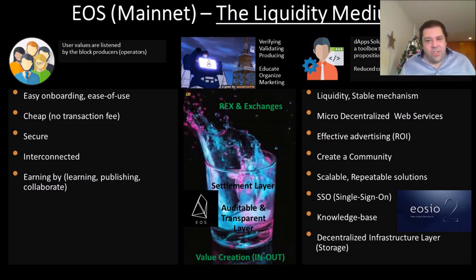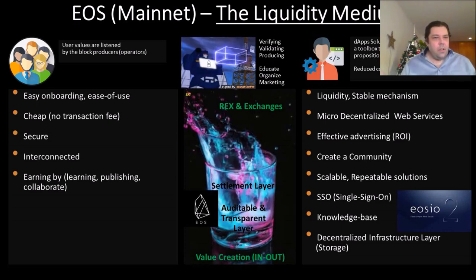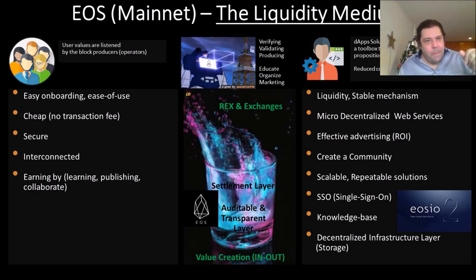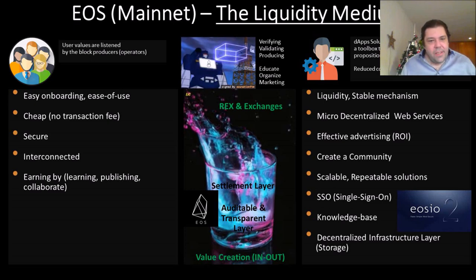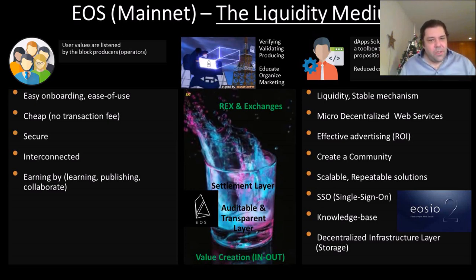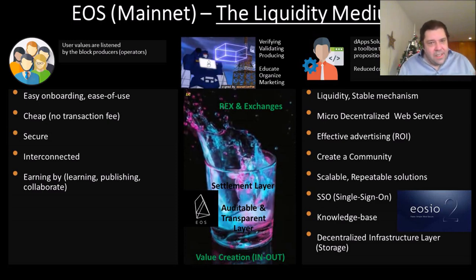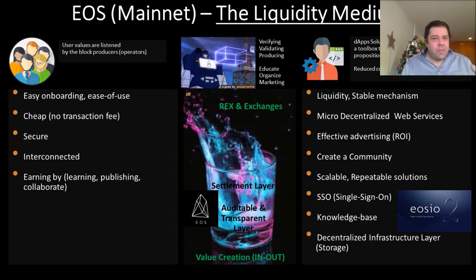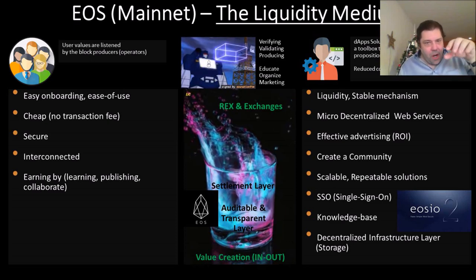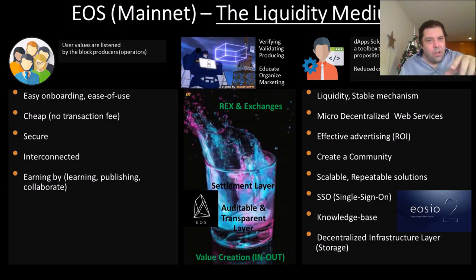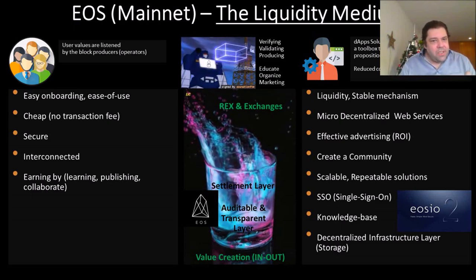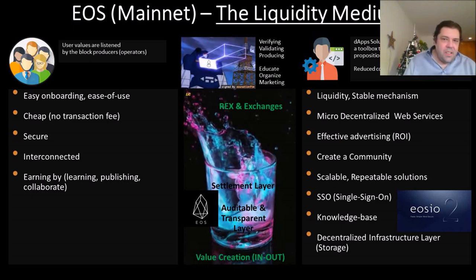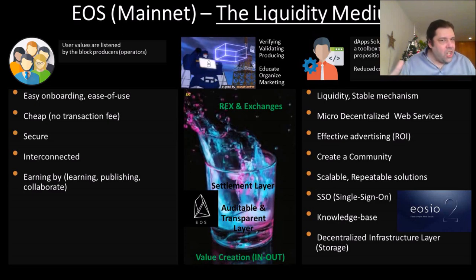Scalable, repeatable solution, it's clear. When you are a developer, you want to scale. You may have to use a layer 2 solution. And on top of the EOSIO ecosystem, we have something called the Dapp network. I will come to that in a second. SSO, single sign-on. We will see that by using the Dapp network, we have the possibility to have a universal account. You connect one time with your account and you have access to all the chains that are in the EOSIO ecosystem. Okay, not only the EOS mainnet, but also Wax, Telos, Boss. Those are the different blockchains that we have.